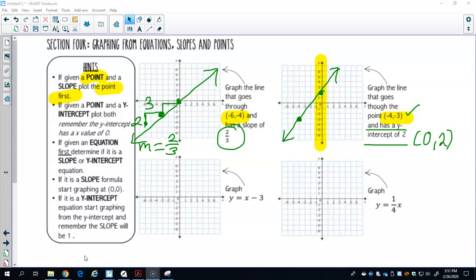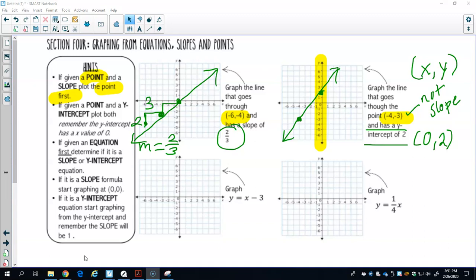It has the point (-4, -3). Again, that's not slope. This is not slope. It is just a coordinate that we are graphing. And when we graph coordinates, we graph them x then y. Okay? Where slope is rise over run, coordinates are x then y.